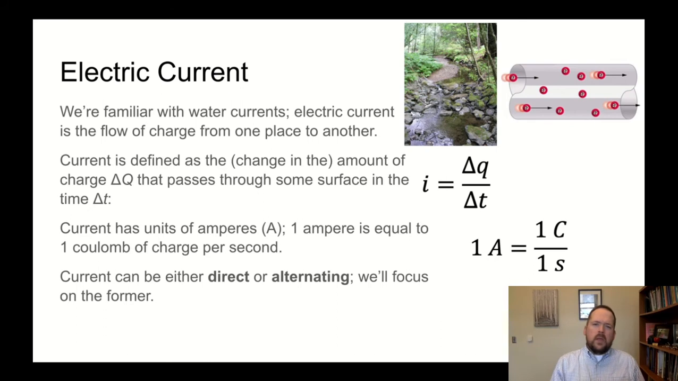Current also can be either direct or alternating. By those terms, we mean direct current implies that current is just going in one direction in an electric circuit, from a region of high electric potential to a region of low electric potential. In an alternating current circuit, the current is actually periodically switching back and forth. Here in this unit on electric circuits, we're just going to talk about the former, the direct current circuits, because it's easier to think about how they work.